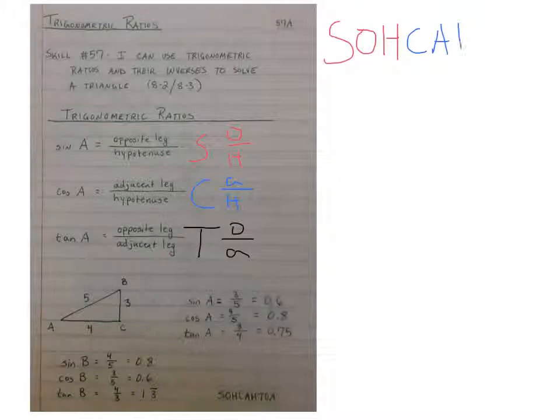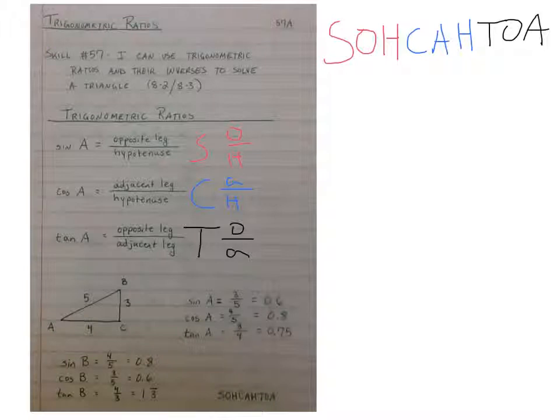Cosine is adjacent over hypotenuse, and then tangent is opposite over adjacent. Very frequently you'll hear people say SOH-CAH-TOA as an acronym or learning mnemonic to help remember these things.